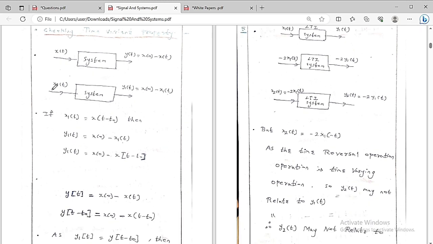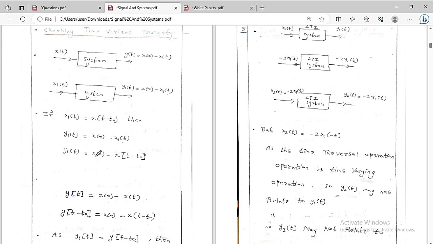So what I will do, I will assume this input is the delay of the previous input. So if x1 of t is the delay of the previous input, means if x1 of t is equal to x of t minus t naught, then I will see what is the output that I am going to get. If this new input is a delay of the previous input, then I will see what is the output that I am going to get. So y1 of t is equal to x of 0 minus x1 of t, but x1 of t is x of t minus t naught. So this is the output that we are going to get.